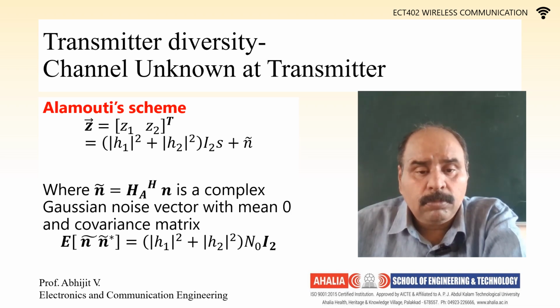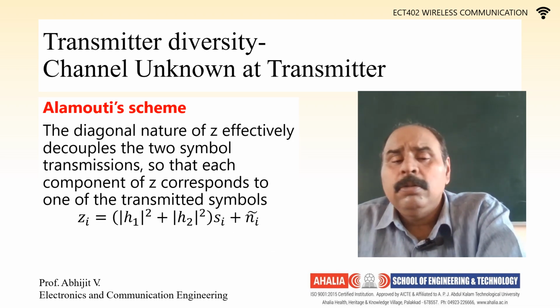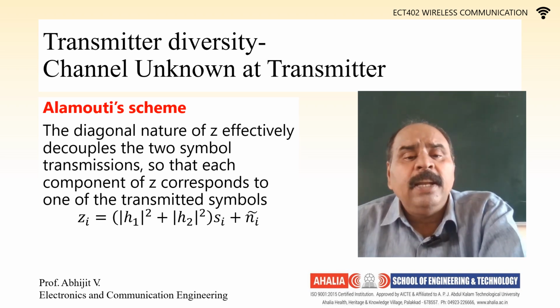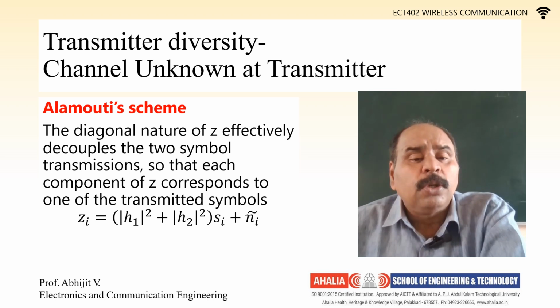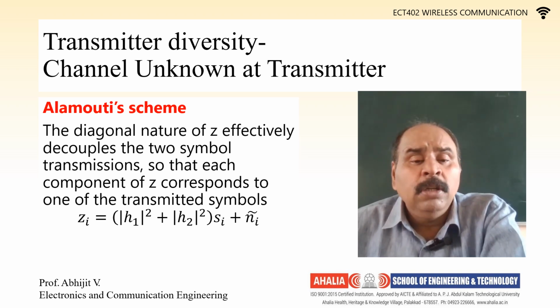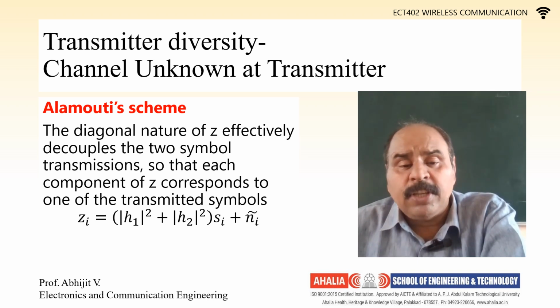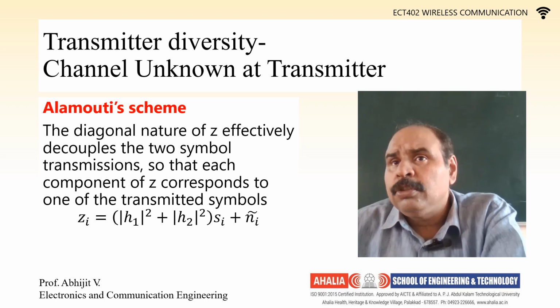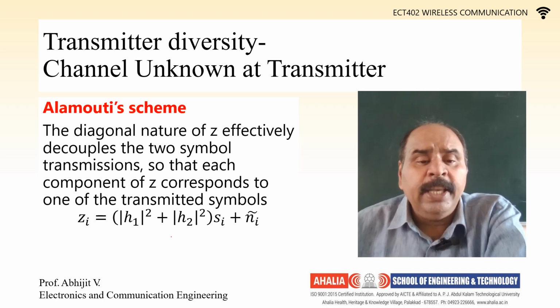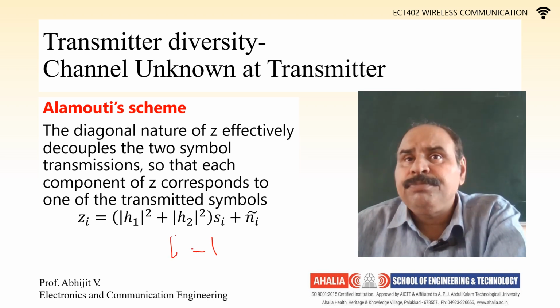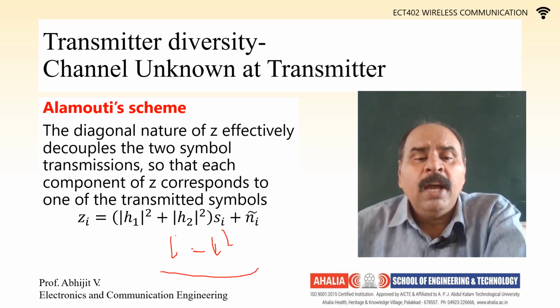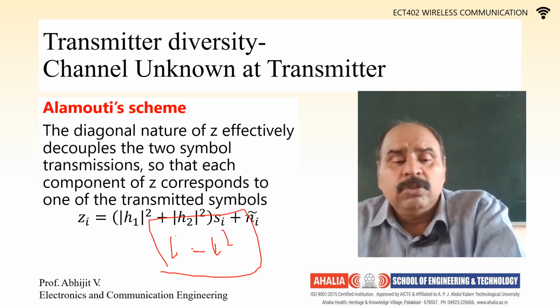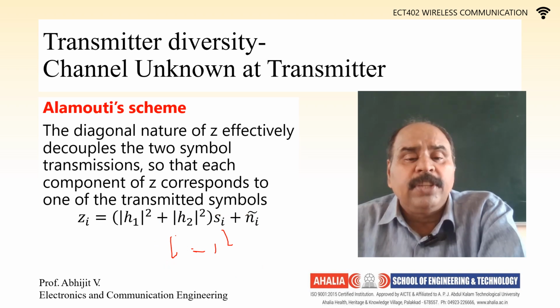The diagonal nature of Z effectively decouples the two symbol transmissions so that the component Zi corresponds to one of the transmitted symbols. So Zi is equal to H1 square plus H2 square into Si plus the noise. The value of i is either 1 or 2. Okay, we have two values, right? So we are finding out what Zi is.